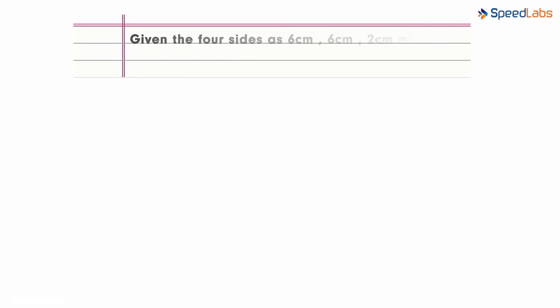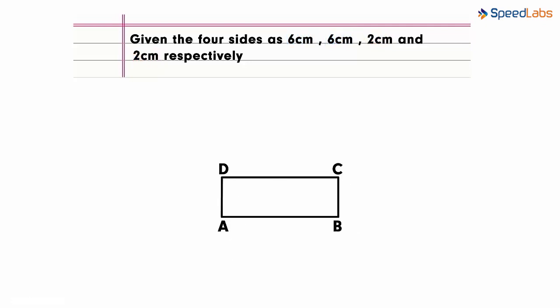Let's try. Say you're given the 4 sides as 6 cm, 6 cm, 2 cm and 2 cm respectively. So it has 2 pairs of sides with equal lengths. Let's try sketching it. It may look like this. These 2 sides measure 6 cm and these 2 measure 2 cm. Is this the only way to create this shape?